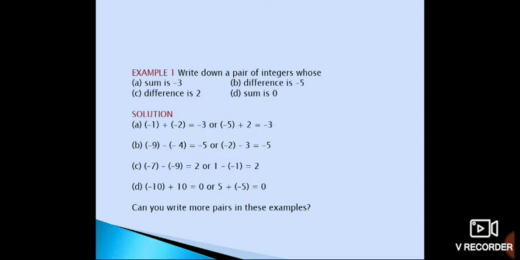Next, C. Difference is 2. Take here minus 7 and minus 9. Minus 7 minus minus 9 is equal to 2. Next one, plus 1 and minus 1. Plus 1 minus minus 1, again it is 2. D. Sum is 0. In this one, we have to take the reverse sign of the same digit. Minus 10 plus 10 is equal to 0. Plus 5 minus 5 is equal to 0. Can you write some more pairs for these examples?